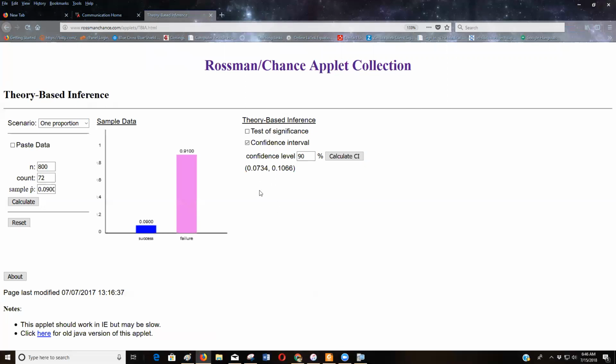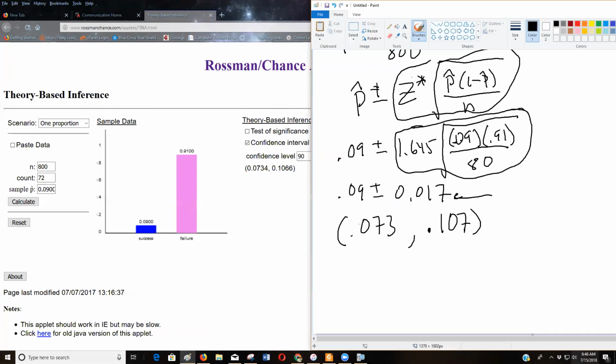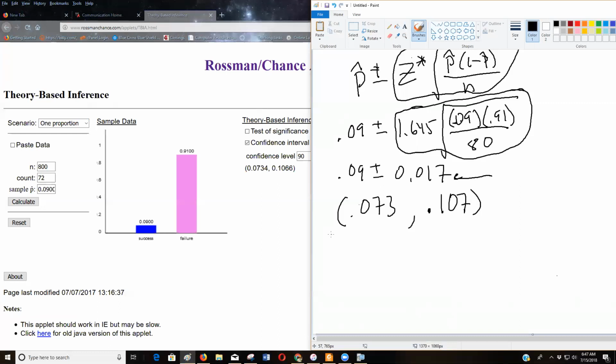So if you're going to do this and find the margin of error, because this question is asking for the margin of error, what you can do is, let's see if I can scroll this down and give us some more room. We know that the 0.0734 and the 0.1066 is 2 margin of errors wide, because we took the 0.09 and subtracted the margin of error, and then we added the margin of error, and that's how we got those upper and lower bounds. So without having to do all this work, let's find the difference.